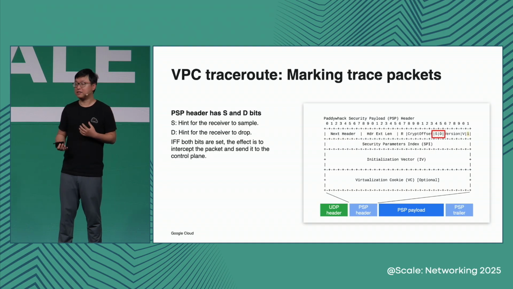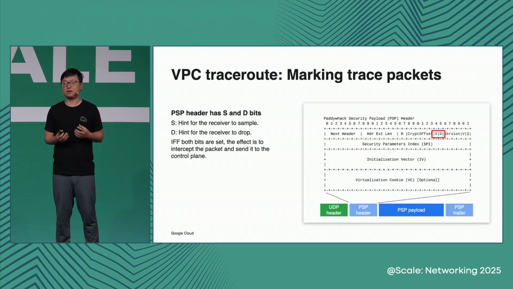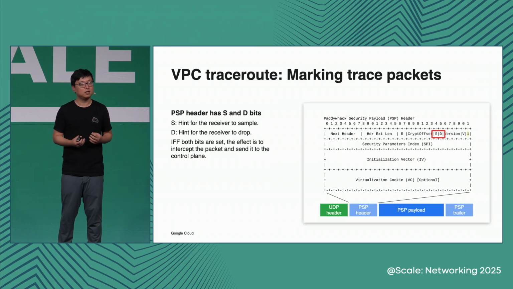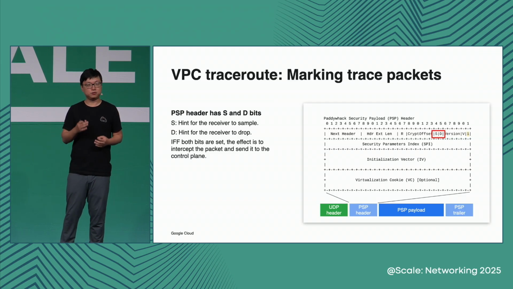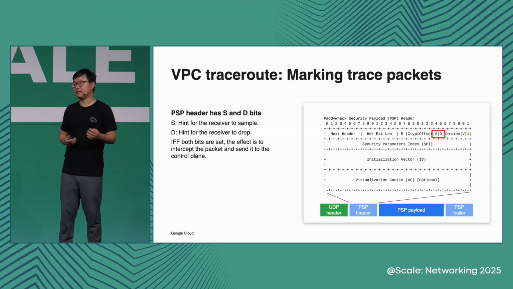And to achieve this, to identify which packets are these crafted probe packets, we utilize the sample and drop bits in the PSP header. If and only if both bits are set, we treat this packet as a probe packet generated from our hypervisor.